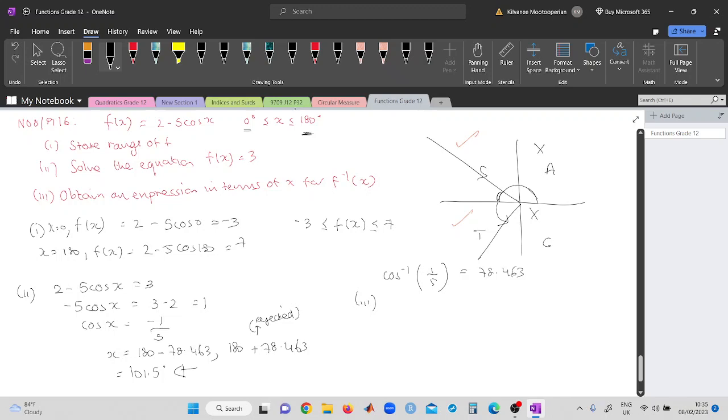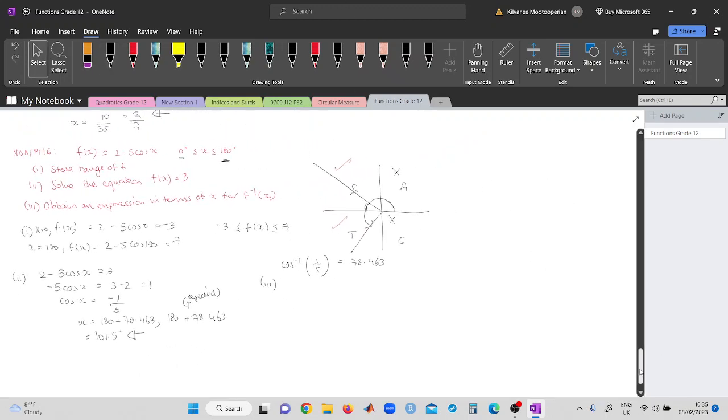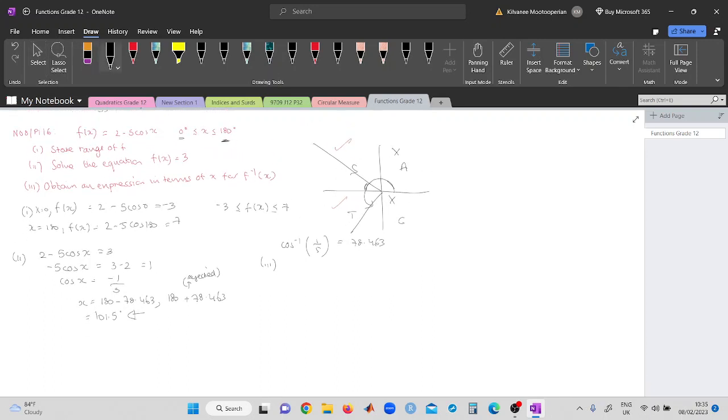Third, I have to calculate the f inverse of x. To calculate the f inverse of x, I let y equal the function 2 minus 5 cos of x, and then we make x the subject of the formula. So I use the square on the left side. 5 cos of x.